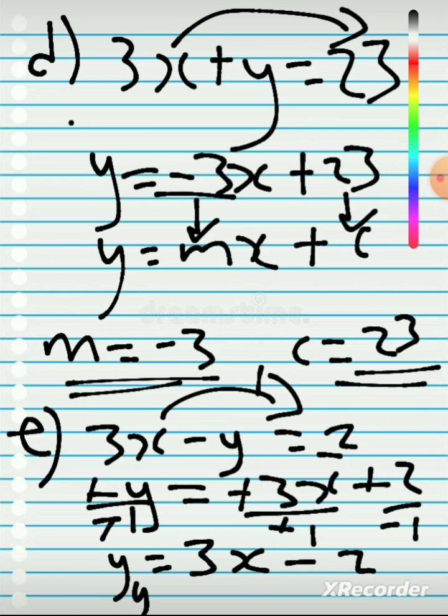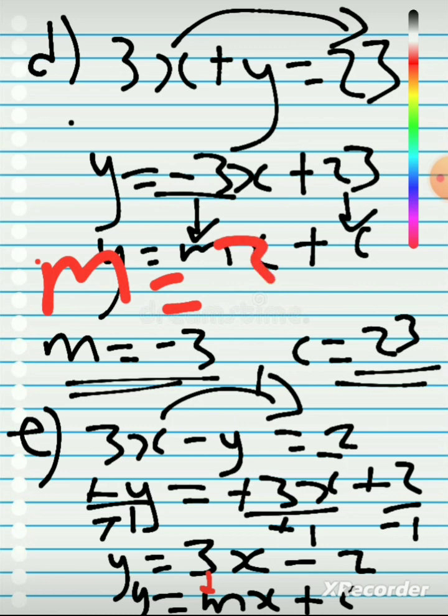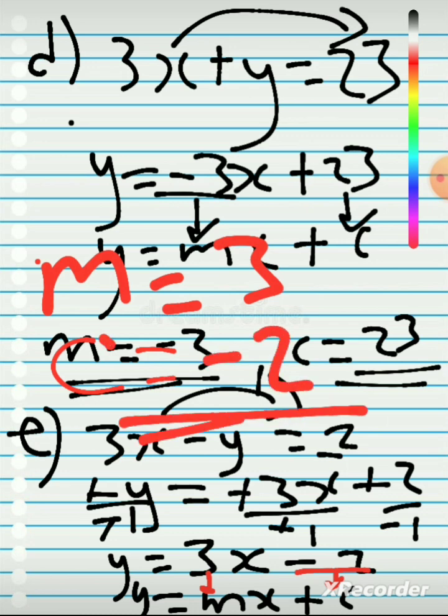If we compare these to y is equal to mx plus c, we can see that 3 is m, therefore gradient is 3, and we can see that negative 2 is c, therefore y-intercept is negative 2.